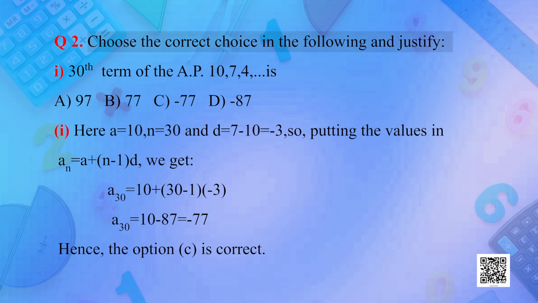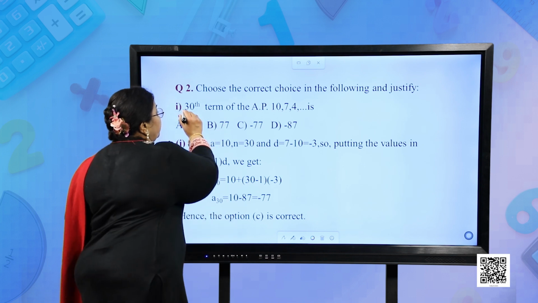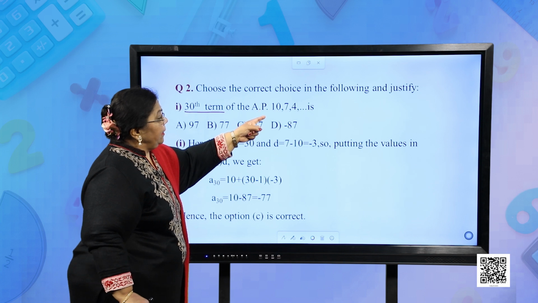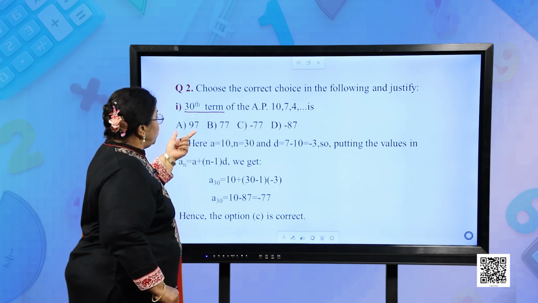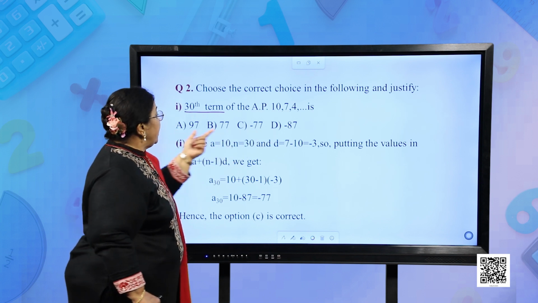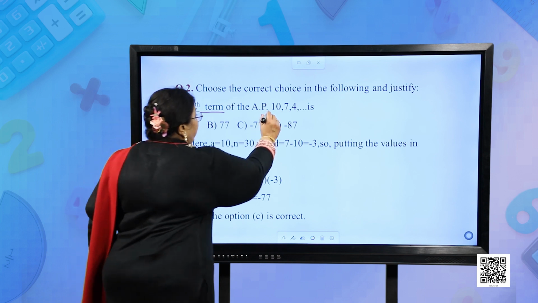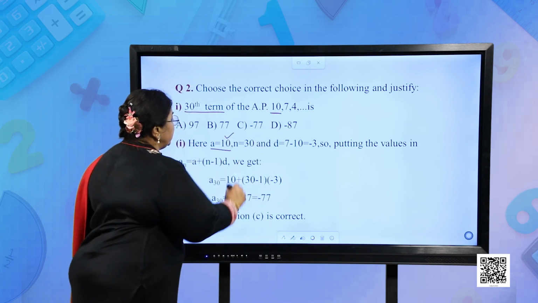Here, choose the correct choice in the following and justify. We need to find the 30th term of the AP, and the AP is 10, 7, 4 and so on. And we have to choose one of the options A, B, C and D. Let us calculate first. What is A? A is given to us as 10. How many terms?